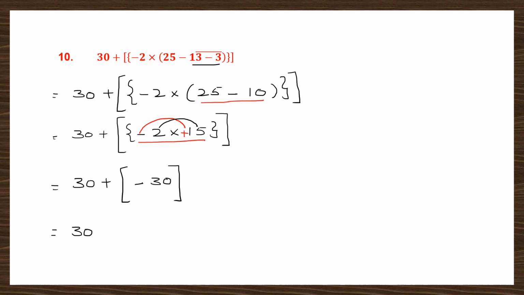Now we are going to remove the square bracket. Whenever you remove brackets, you need to see what is the sign before the bracket. If the sign is plus, we can write minus 30 as it is. But if the sign is minus, you have to change the sign. But now since it is plus, there is no change. We are going to write minus 30 as it is. So now 30 minus 30 is 0. So the answer to this question also is 0.